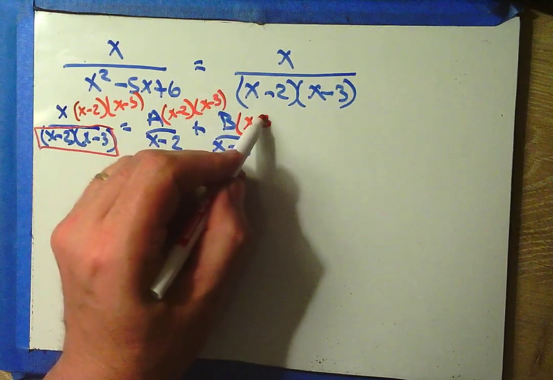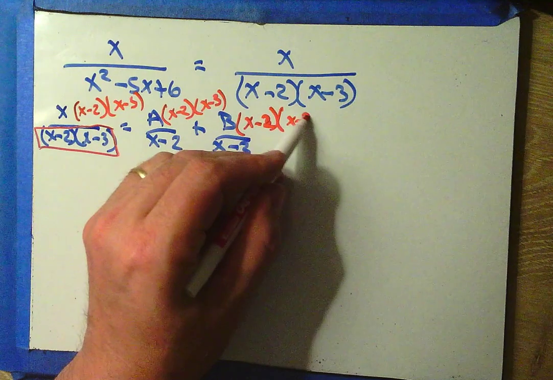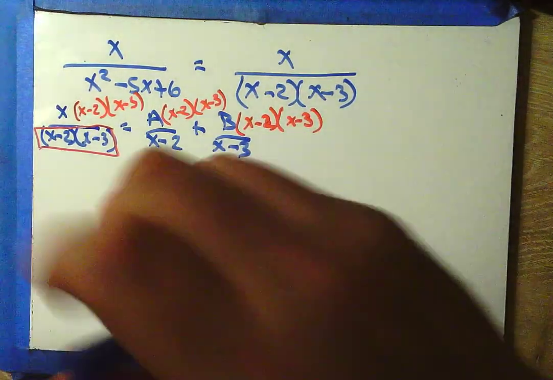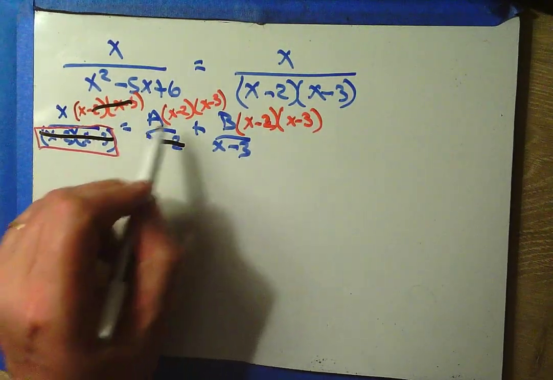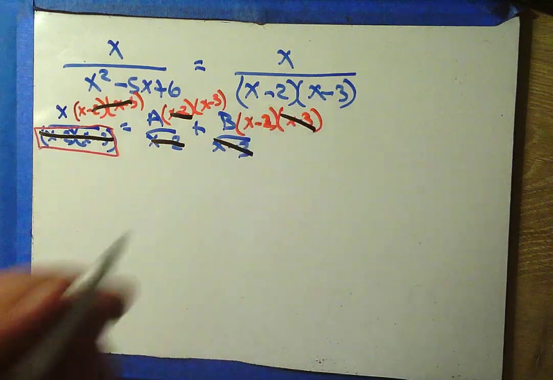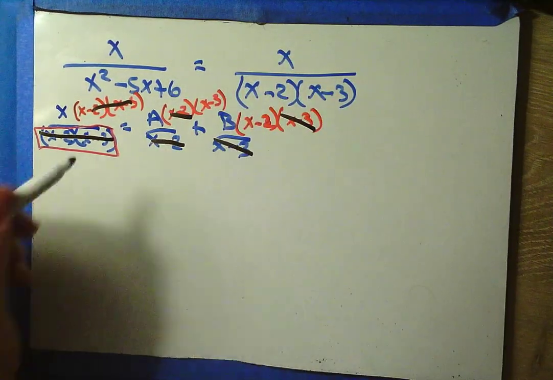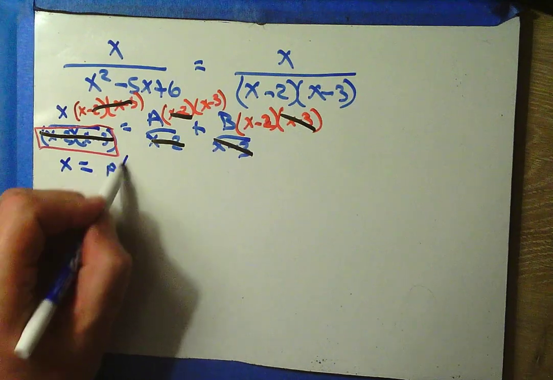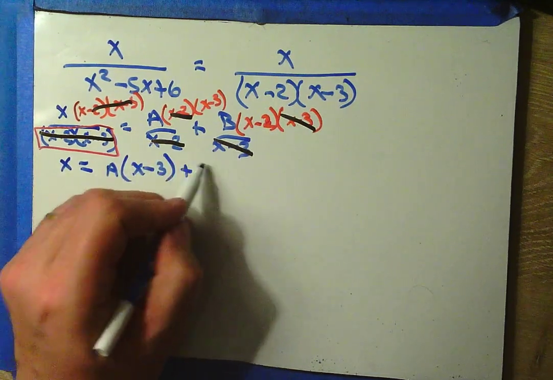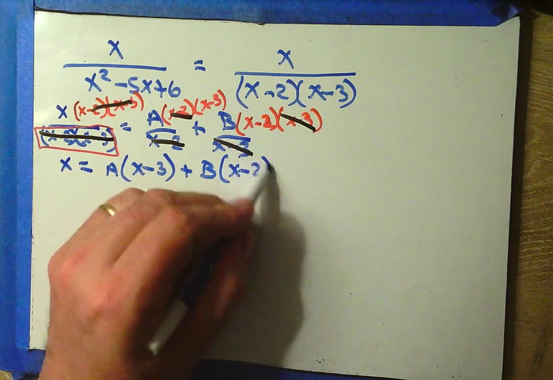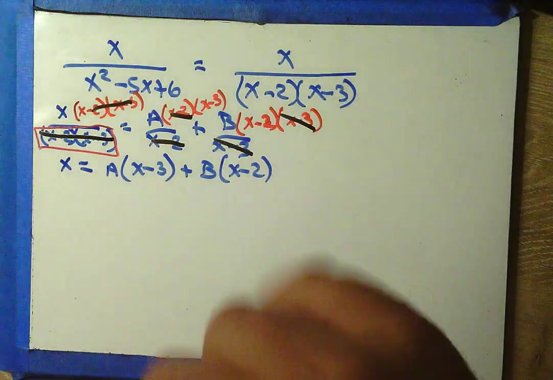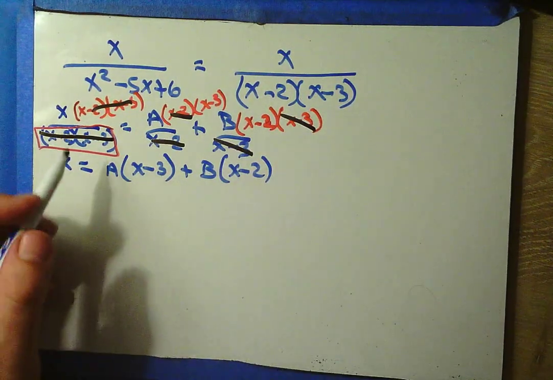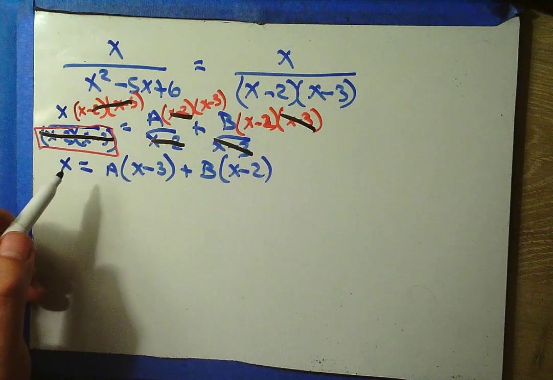Everywhere. And yes, I'm going to write it out because I don't want to miss anything. This helps cut down on my mistakes, which is why I do it. Okay? I notice that these cancel these. I notice that this cancels this, and this cancels that. So now I've got x equals a times x minus 3 plus b times x minus 2. I'm not going to use systems in this one. We're going to get plenty of systems practice later with cases 3 and 4, where I don't really use magic numbers and I do use systems.